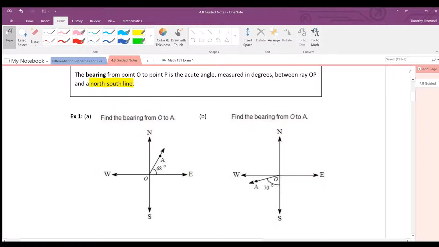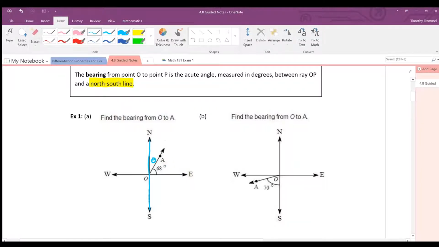In this situation, why don't we sketch in the north-south line in both of these pictures? It's this thing. I've done a bad job of outlining it. Okay, that's our north-south line. If we're trying to give the bearing for this angle that's been sketched here, we actually want this angle in here, that angle theta. We don't actually want this angle 68 degrees here because it's not off of the north-south line.